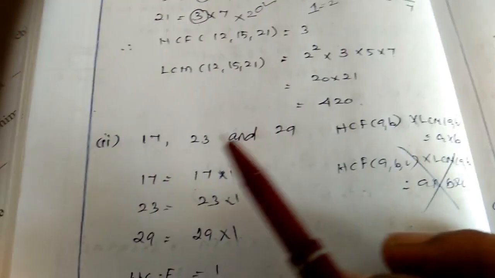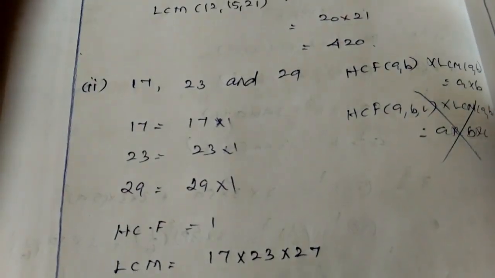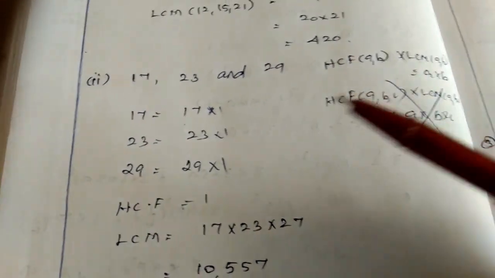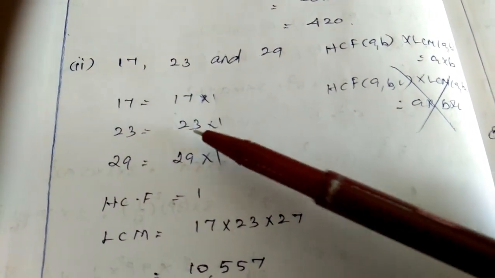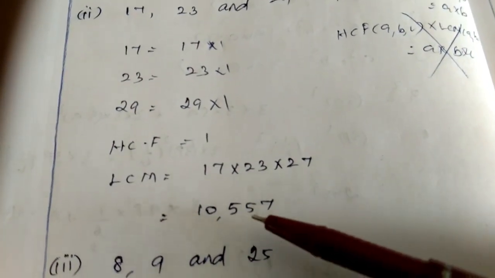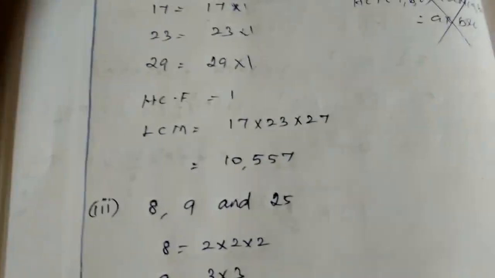17, 23 and 29. 17 is already a prime number. 23 and 29 are also prime numbers. Now the HCF of these numbers is 1. Now the LCM of these numbers is 17 into 23 into 29. We can find the product because all are prime numbers. So that product is 10,557.